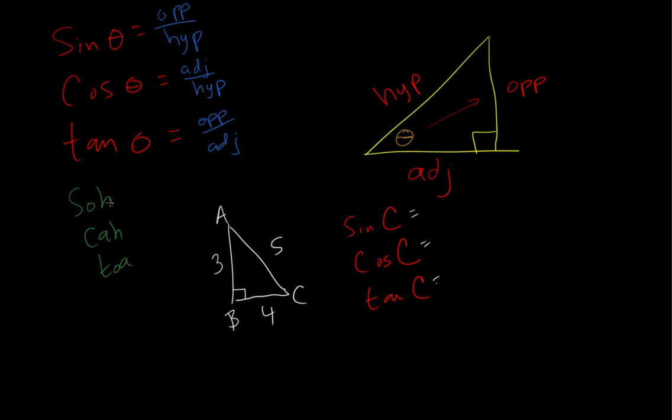Sine is opposite over hypotenuse, or so. So if we're focused on this angle, the opposite is 3, and the hypotenuse is 5. Now if we're looking at cosine, once again, we're still focused on the same angle, but it's adjacent over hypotenuse. So adjacent is 4 over the hypotenuse is 5. And for tangent, it's TOA, so it's opposite over adjacent. So we got opposite, which is 3, and adjacent, which is 4.